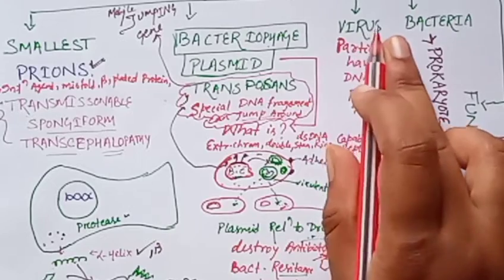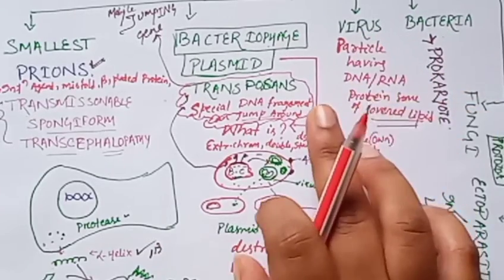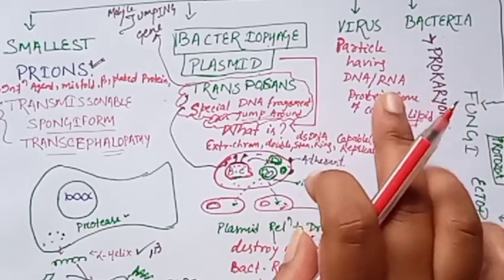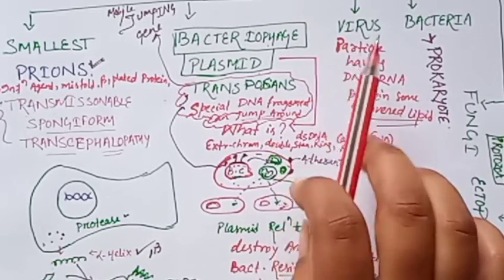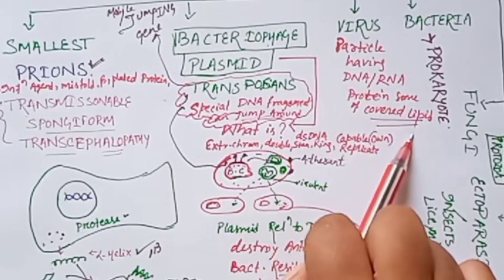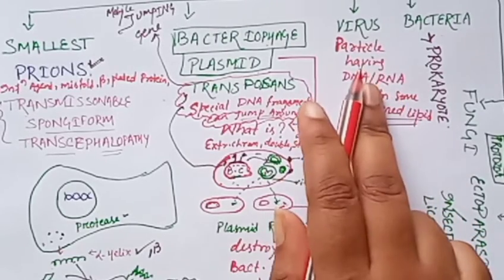Because organisms are those which have a cell. Viruses do not have a cell, because outside the host, a virus is inert. That's why the particle having DNA or RNA covered with a lipid capsule is known as a virus.